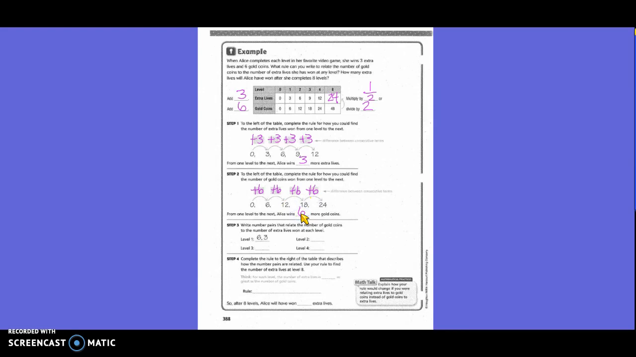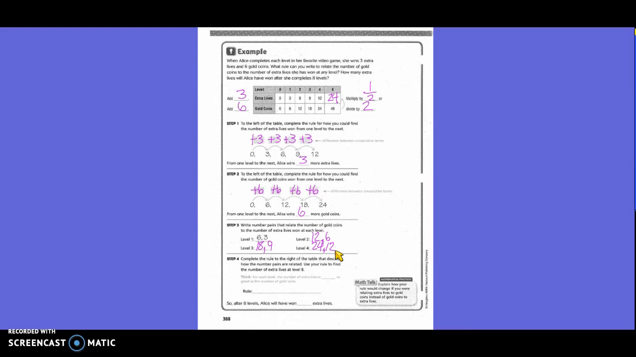The number pairs that relate the number of gold coins to the number of extra lives won. So they said 6 to 3. What would be next? 12 to 6. What would be next? 18 to 9. And then 24 to 12. And then basically it goes from the one number and then half of it, right? And we already put that up there.